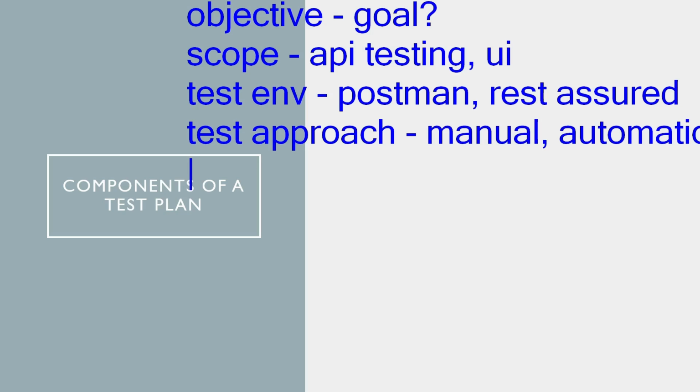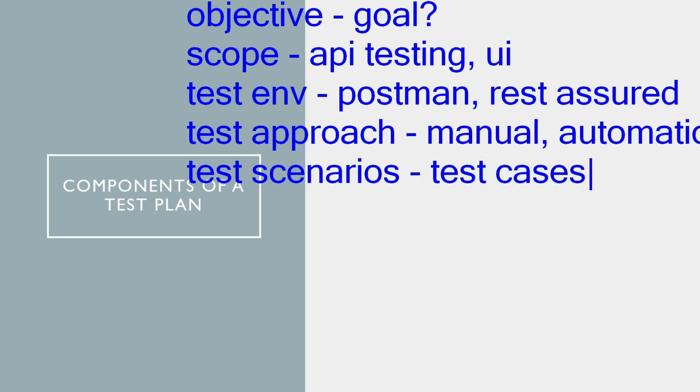Next, and the most important, is test scenarios. Here you will write all the positive and negative test scenarios with the test cases of all the endpoints of your API. So in test scenarios, you will cover the different positive and negative scenarios and make the test cases of those scenarios for each and every endpoint.